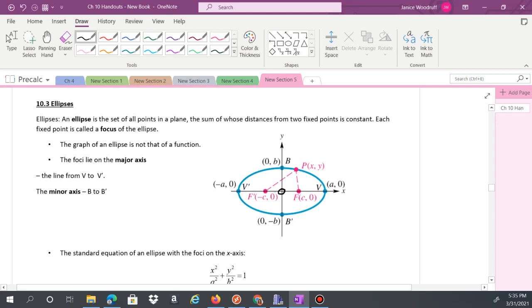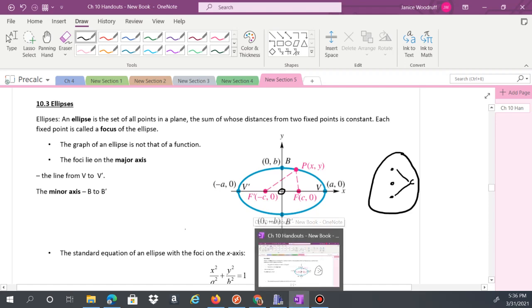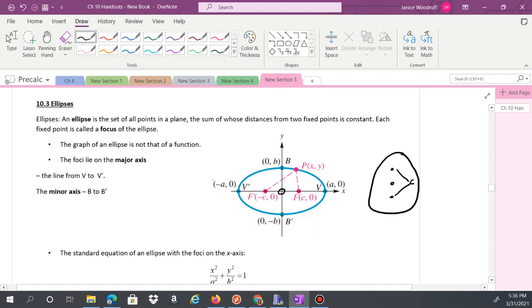The foci are two equidistant points from the center of the ellipse. They are going to lie on the major axis. So they will go left and right if your ellipse starts with an x. They'll go up and down if the ellipse starts with a y. So if we have one that looks like this, here's your center, your foci would be vertical in this case. Where c is the distance from the center to the foci.